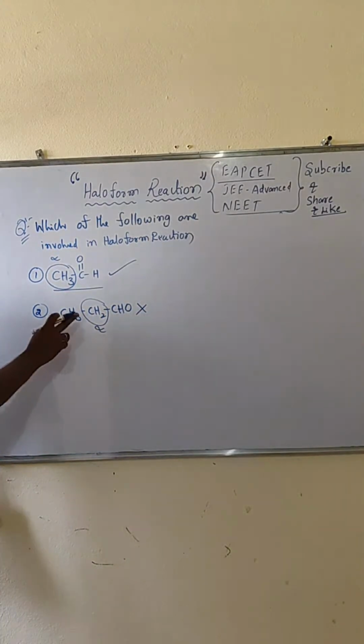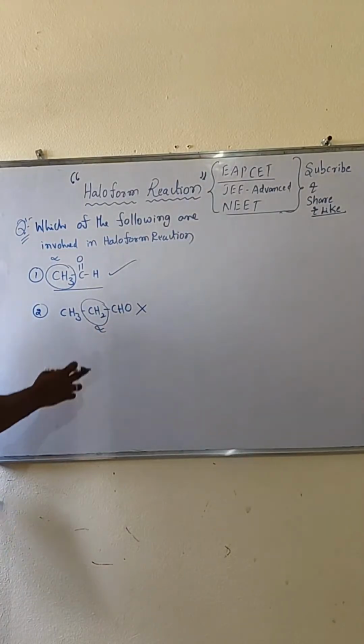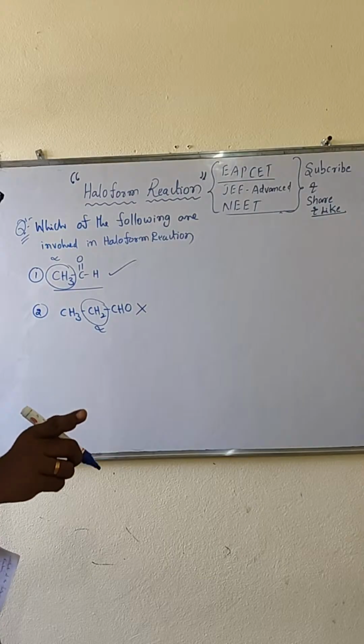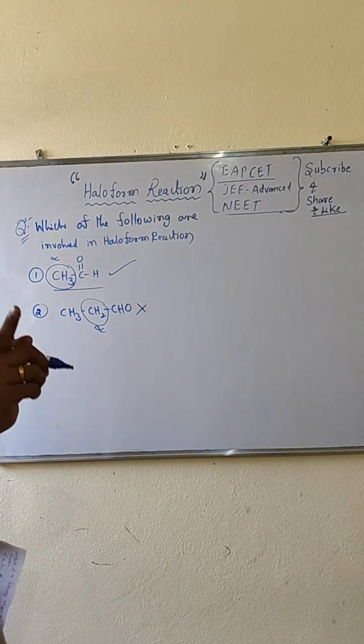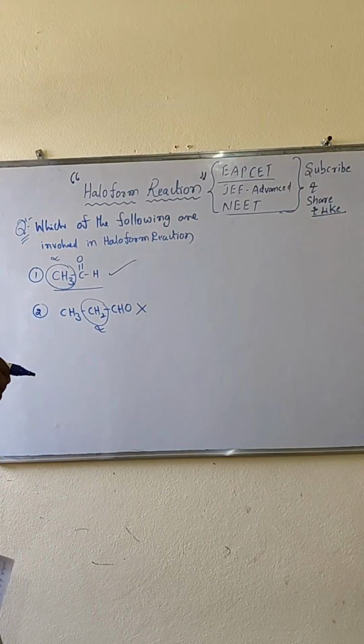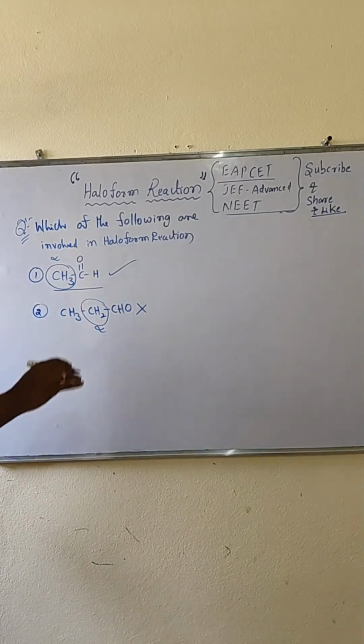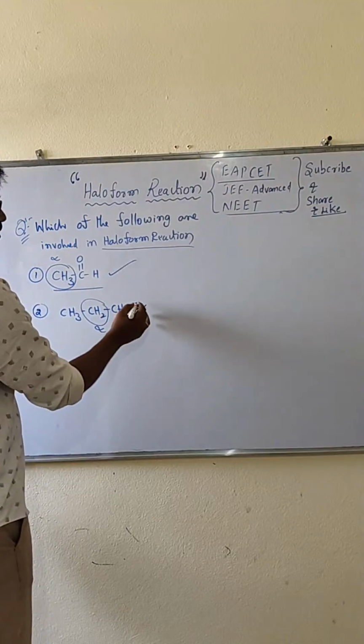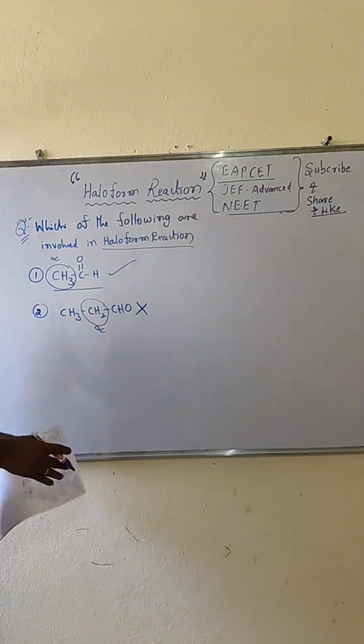But it will be involved in the aldol condensation, because according to aldol condensation, the molecule, that is the aldehyde, contains at least one alpha hydrogen atom. A molecule with at least one alpha hydrogen atom is involved in the aldol condensation. Since our question is the haloform reaction, this is not involved in the haloform reaction.